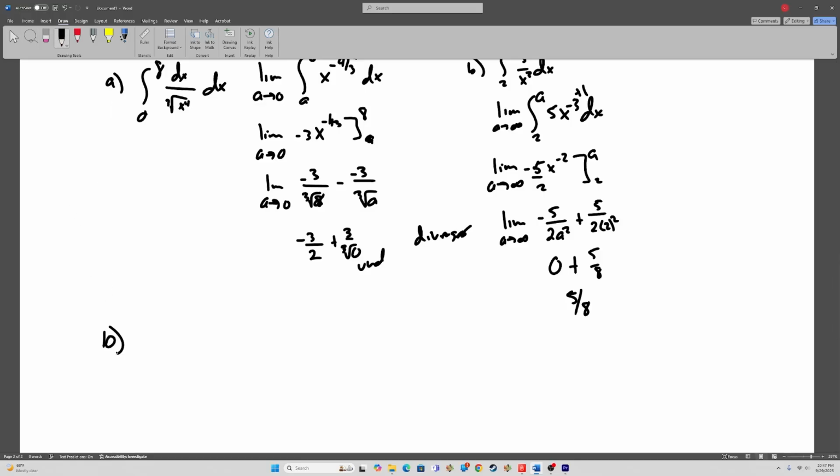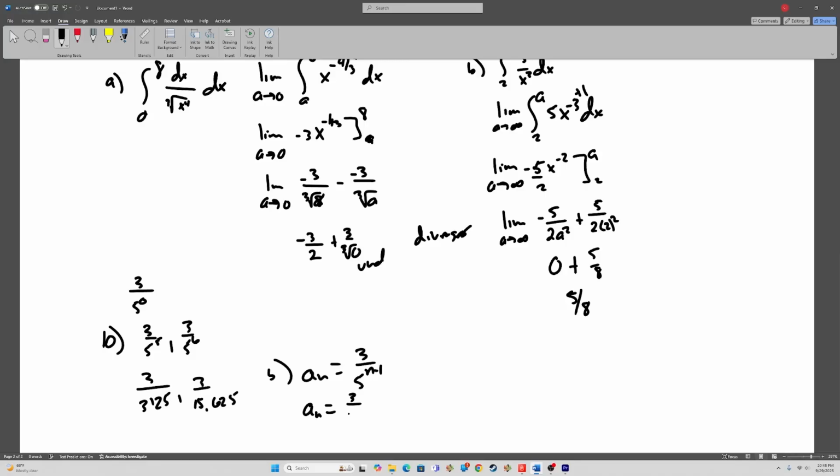Number 10. It says find the next two. Well, the next two are 3 over 5 to the 5th and 3 over 5 to the 6th, which is 3 over 3,125 and 3 over 15,625. So letter B, a sub n is equal to 3 over 5 to the n minus 1, because the first one is 3 over 5 to the 0. So if a sub 1 needs to be 3 over 5 to the 0, that'd be 1 minus 1. That's where you get 5 to the 0.